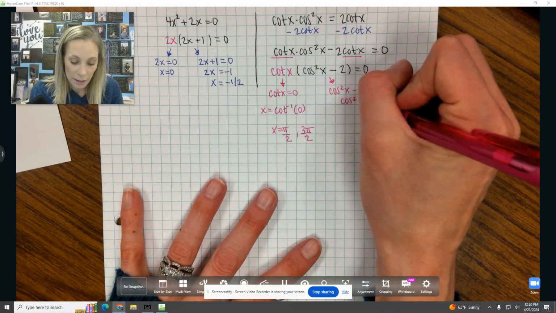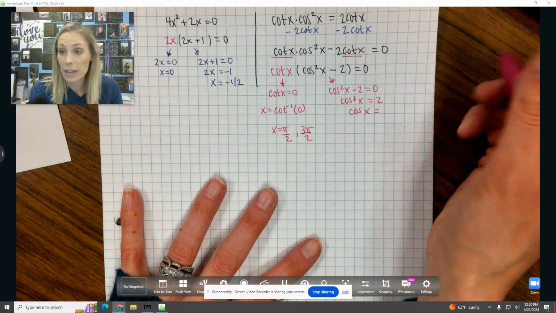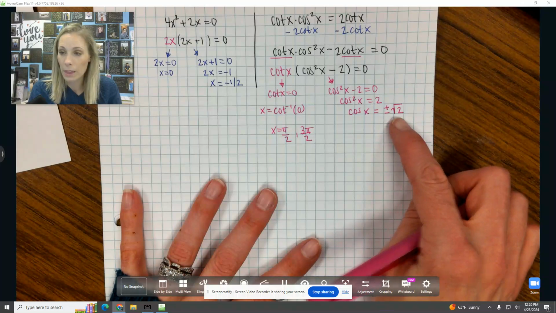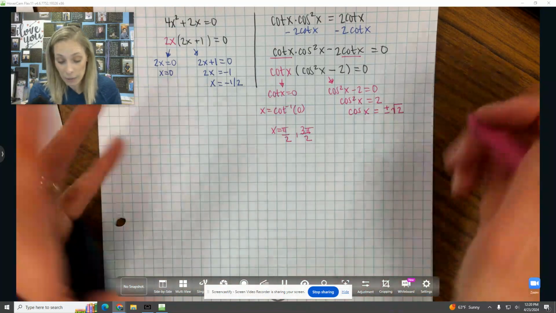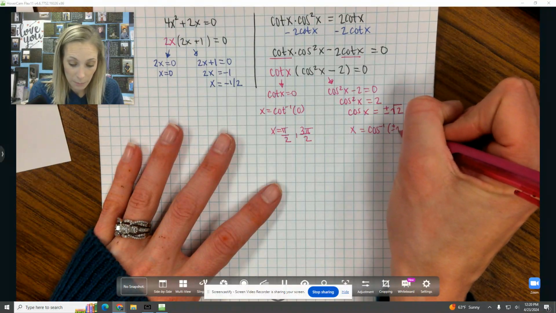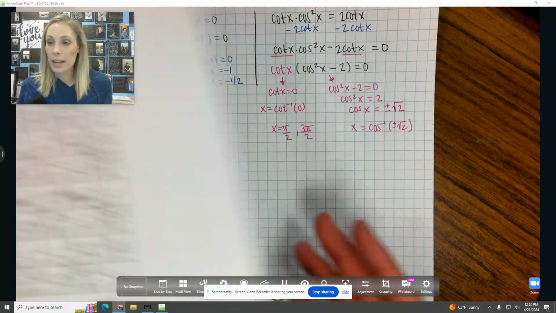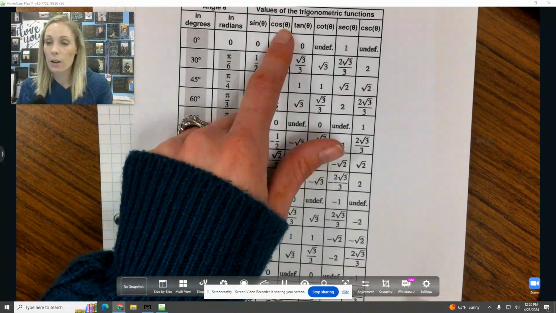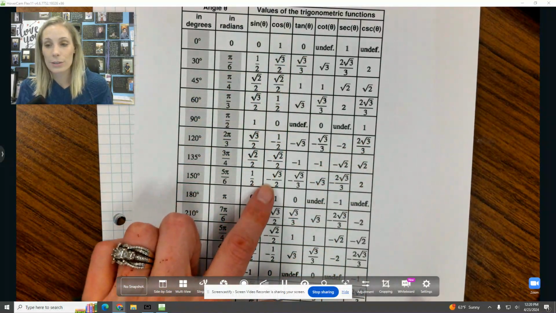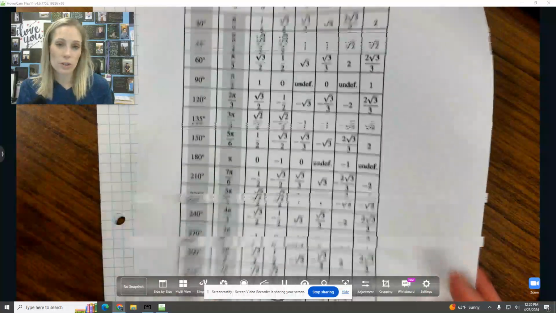We're going to add 2. We're going to square root. Remember, every time you take a square root, you get the plus and the minus. So we are going to inverse cosine both sides. So we get x equals the inverse cosine of plus and minus root 2. Okay, we're going to take our handy dandy chart and look down the cosine column. And again, we're looking for the input that gives root 2. What I notice is there's not a plus or a minus square root of 2 anywhere. There's root 2 over 2, but there's not just square root of 2.